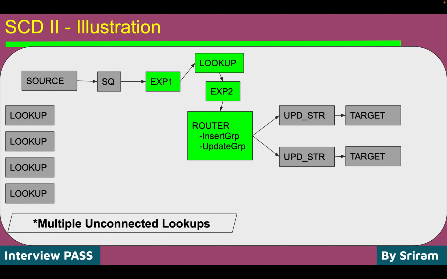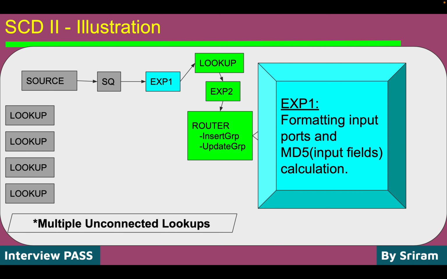And there are some multiple unconnected lookups here, which are used in expression 1 to get the domain values or lookup values, and then go for all these calculations. Okay, it's a very important flow. You may be noting it down on paper and explain to him each and everything, especially the green ones, which are very important. Let us start from expression 1.